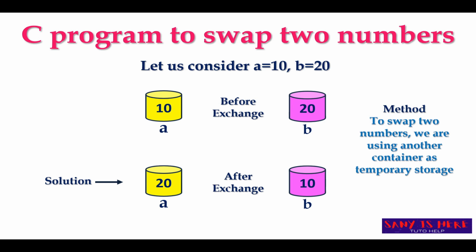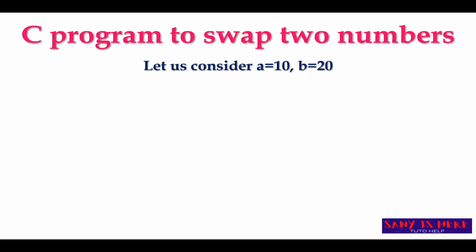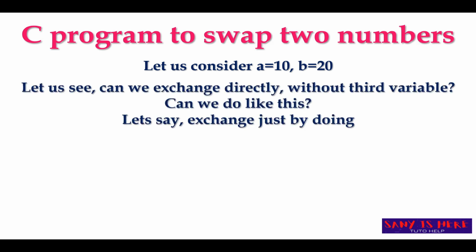To swap two numbers, we are using another container as a temporary storage so that the swapping becomes easier. Let us see, without that third variable or third storage container, what will happen? Okay, let us consider A is equal to 10, B is equal to 20. Let us see, can we exchange directly without the third container?